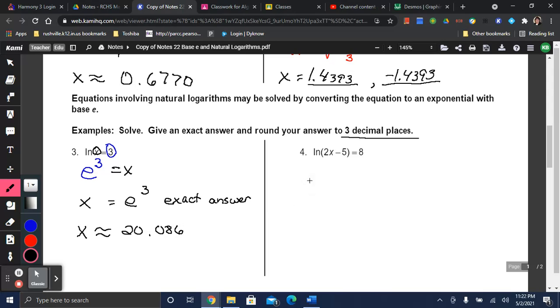All right, and so our second problem has a natural log of 2x minus 5 equals 8. So we have to convert to an exponent. E to the 8th power is equal to the 2x minus 5.